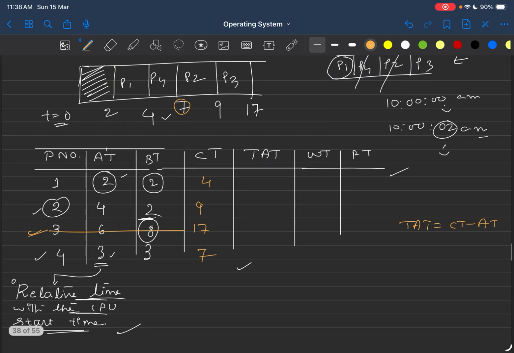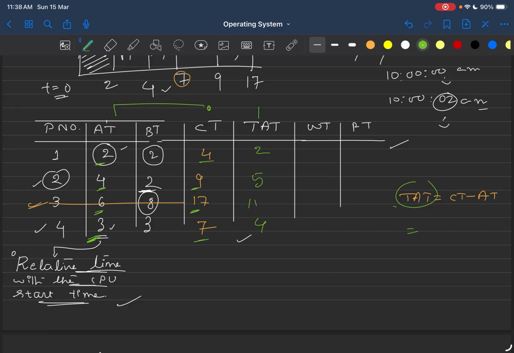All good. So now let's compute this turnaround time. Let me change the color. Turnaround time is the completion time minus arrival time. So 4 minus 2 is 2. 9 minus 4 is how much? 5. 17 minus 6 is how much? 11. 7 minus 6 is how much? 4.